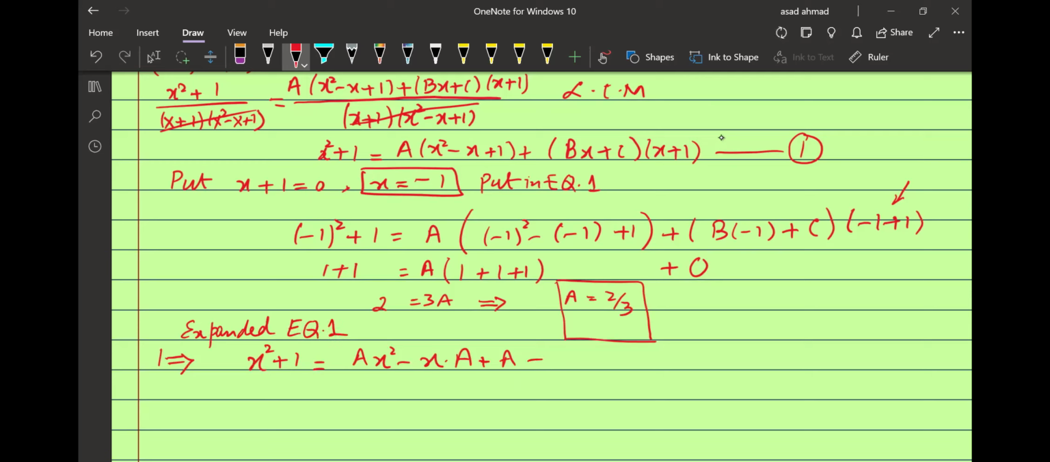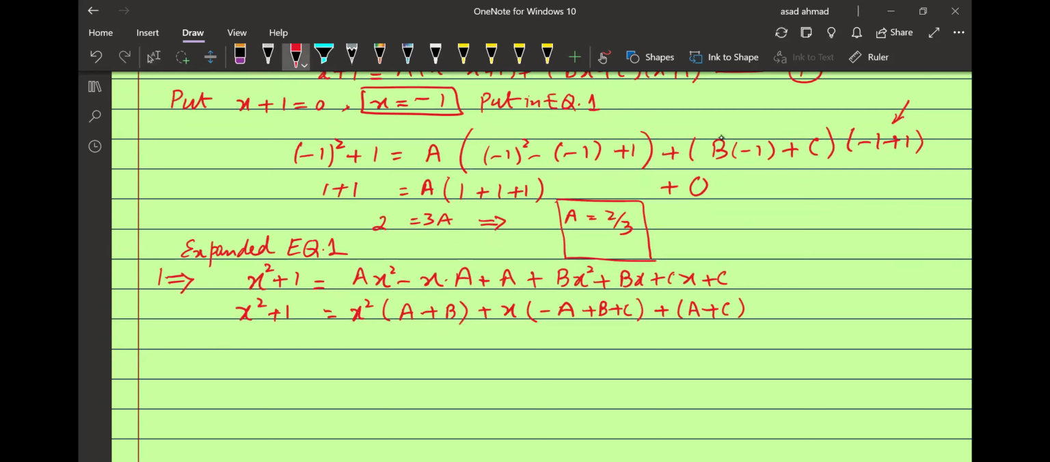On the right hand side of equation number 1, we will multiply the term bx square plus bx plus cx plus c, and we will take up the common. First, we will take x square common, so a plus b is there. Take out x common, that is minus a plus b plus c. And finally, we have the term without x, that is a plus c. And this is x square plus 1.